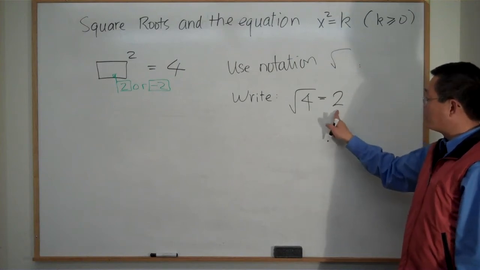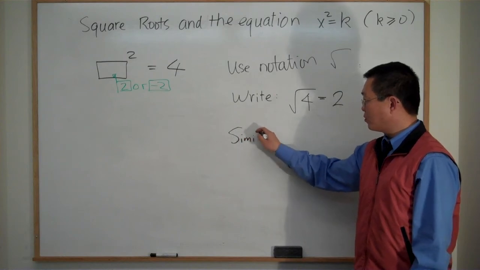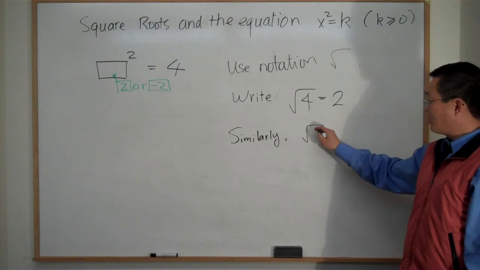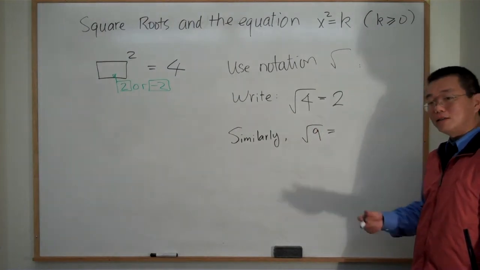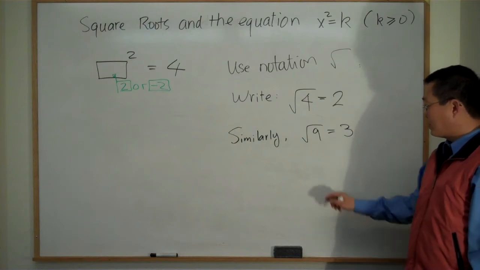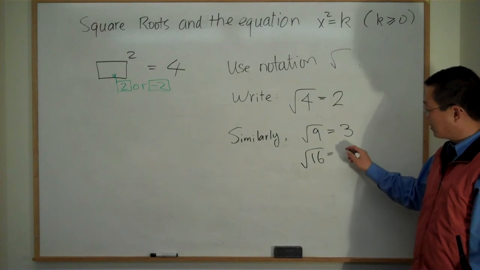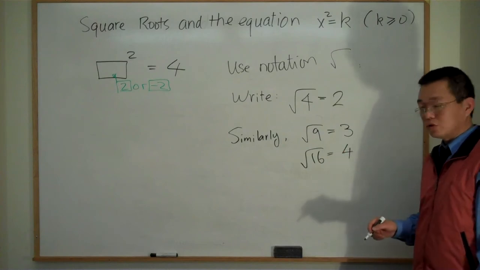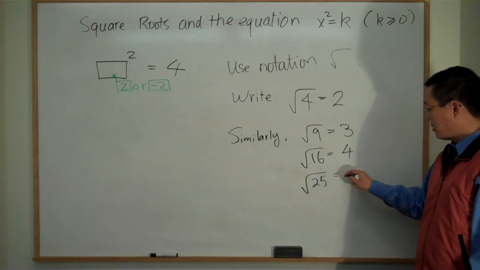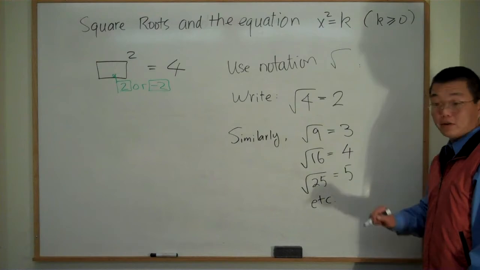So square root of 4 equals 2, and then similarly, you probably would know, or at least anticipate, square root of 9 is the positive number whose square is 9. Now that will be 3. Okay, square root of 16. Now what number squared will be 16? 4 would do. Now how about 25? Square root of 25 is 5. And so on and so forth.